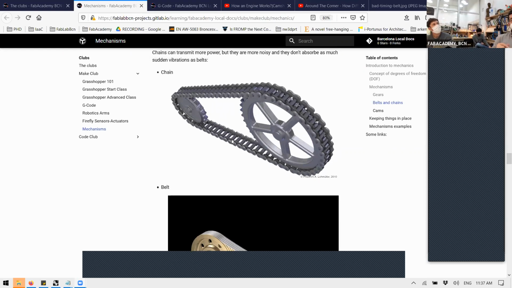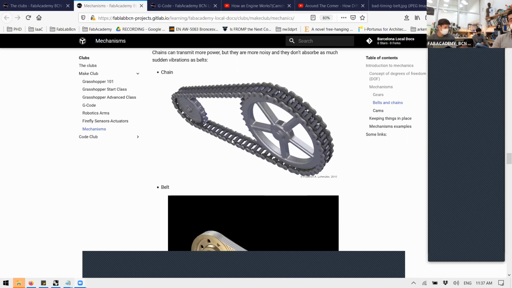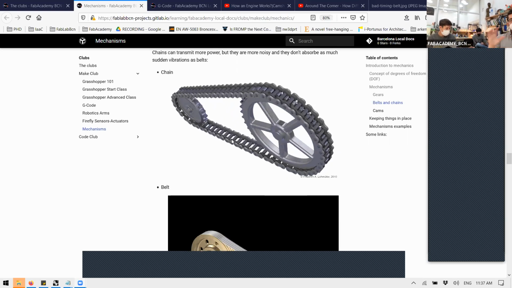The good point is chains can transfer way heavier loads. For example, in car engines, the more sensitive parts usually tend to use chains. Meanwhile, for the fans, where it's not a big deal if they break or something happens, belts. But that's not completely like that.